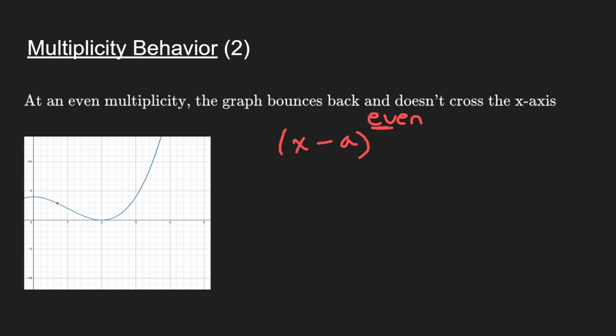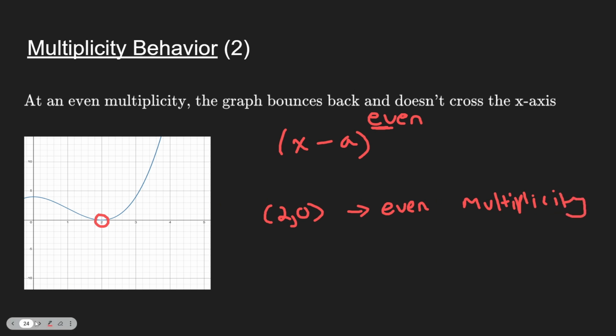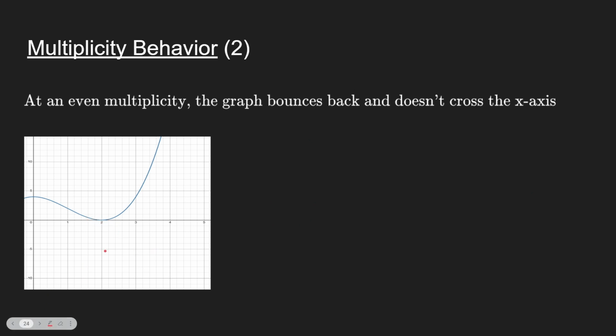Notice how the graph comes down like this, but it does not in fact cross the x-axis at this point, but rather it bounces straight back up. And that means we have an even multiplicity at the point 2, 0. And there we go. That is even and odd multiplicity. If you have an odd multiplicity, that means you're going to cross the x-axis. But if you have an even multiplicity, that means you're going to bounce straight back up. Okay, let's move on.